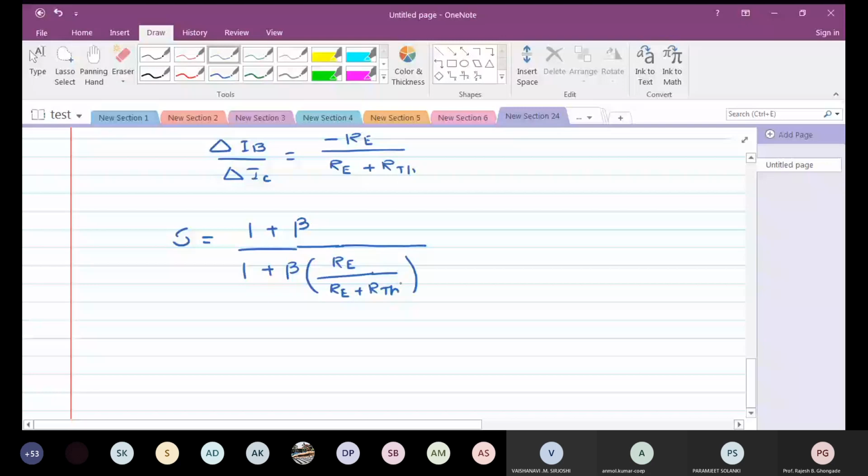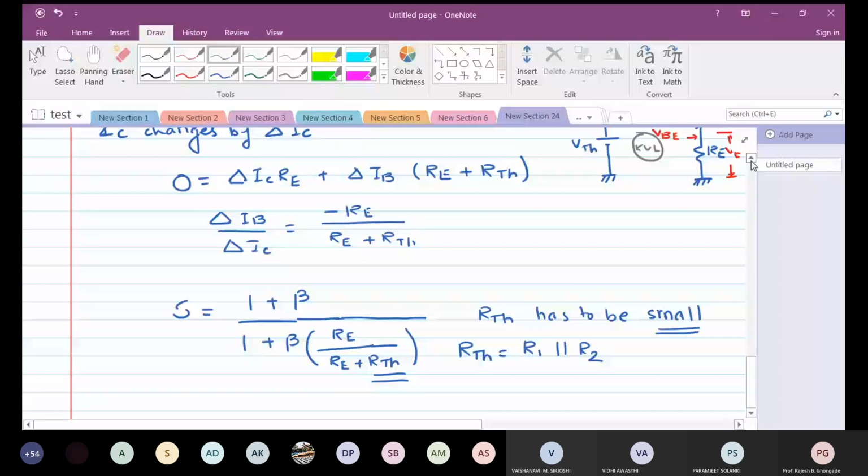So again, in order to have a small value of S, what should be the value of RE? You don't have any control over that. So what we can say is that RTH has to be small. But here lies the problem. What is RTH? RTH is nothing but R1 parallel R2.